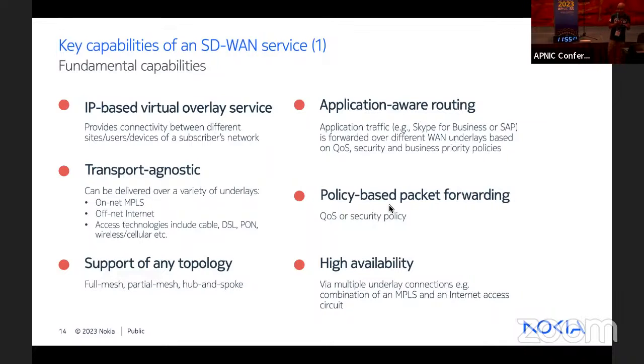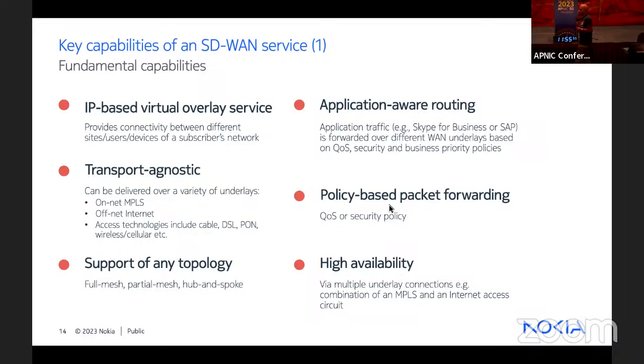It could be an MPLS network. There's nothing stopping you from delivering SD-WAN services over an MPLS network. There are operators around the world doing it. It could be delivered through any kind of access. It could be delivered through a mobile network, so over an air interface, like 4G access or 5G access. So all of these are supported by SD-WAN, very flexible. So that's good. It supports any topology.